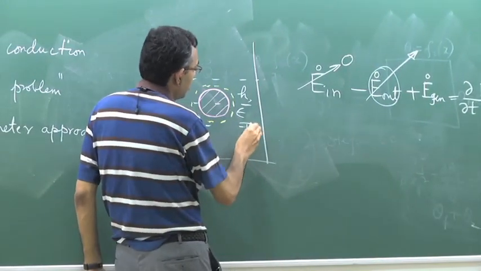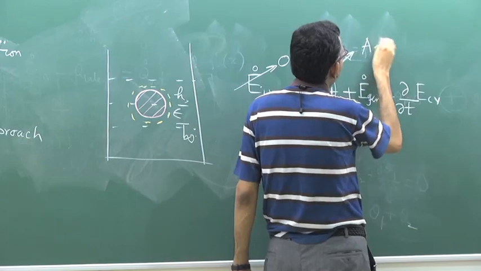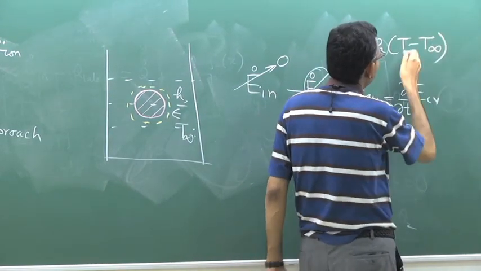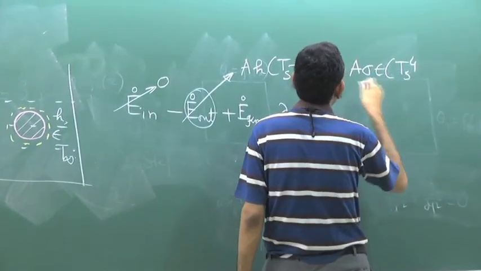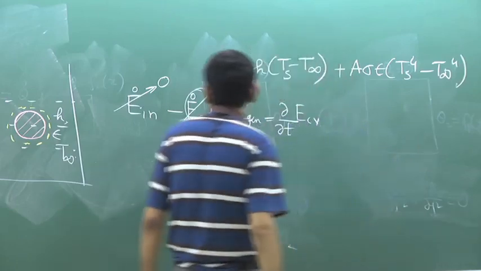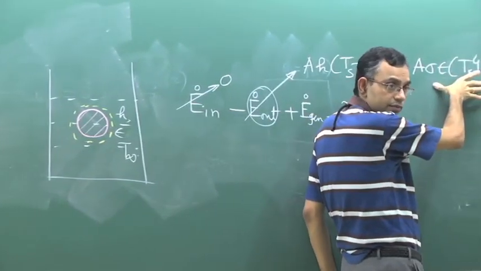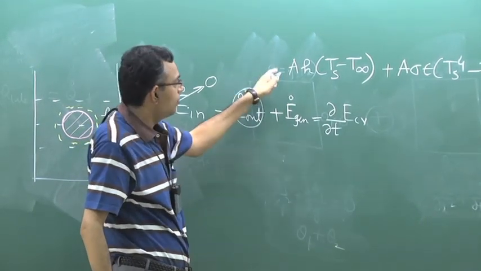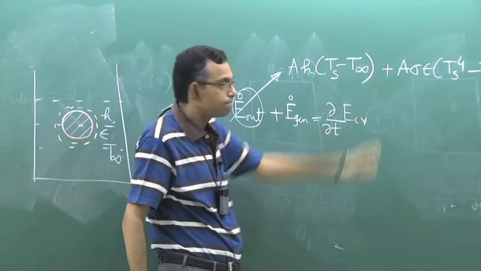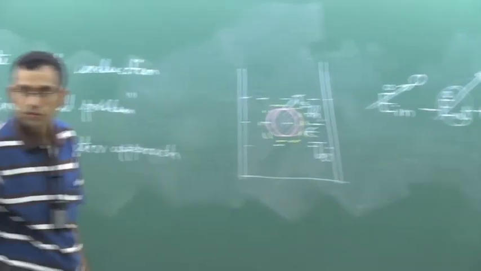Let us say that the temperature of the bulk fluid is T infinity. So A h (T minus T infinity), this is heat loss by convection, and this is heat loss by radiation. Of course, the minus sign is there before both of these. This T s is what? T s is the temperature at the surface of the ball.